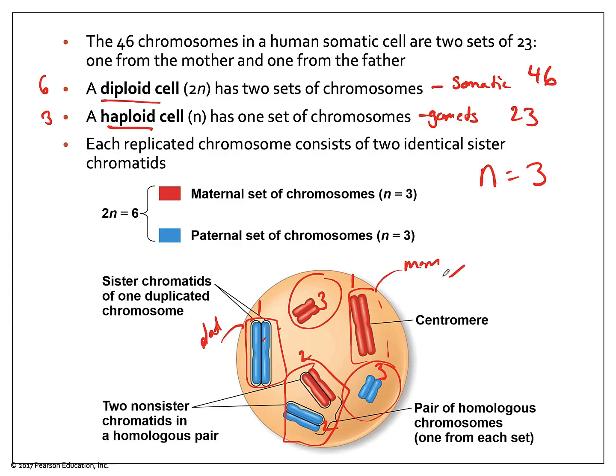So this cell here is diploid because it has 2 sets of chromosomes. It's got one set of 1, 2, 3, and another set of 1, 2, 3. So 2N equals 6.